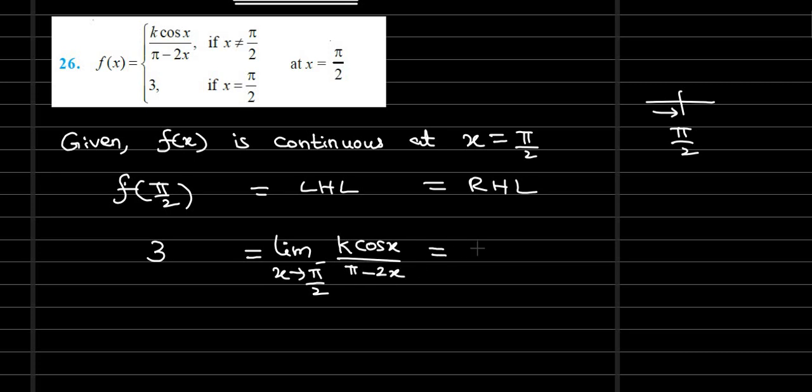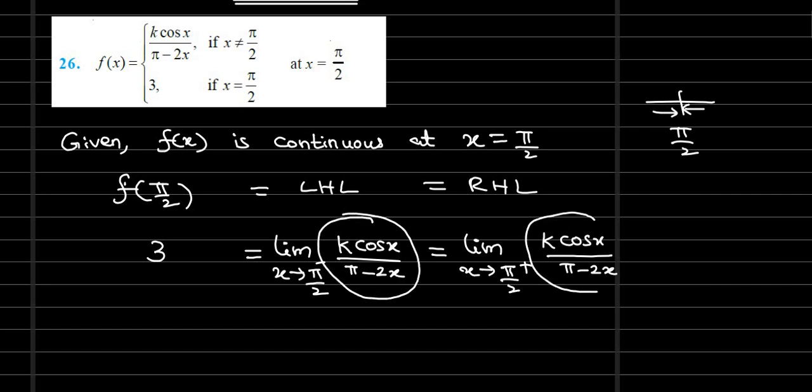Now similarly here as well, the limit as x approaches pi by 2 from the right side. Right side close values are approximately pi by 2, but those values are not equal to pi by 2. So the suitable function is the first function, k cos x by pi minus 2x. Understand one thing: in the left hand limit as well as the right hand limit, we are using the same function, so obviously we are going to get the same result. So I am going to simplify either the left hand limit or the right hand limit alone, not both. Let me choose the left hand limit.